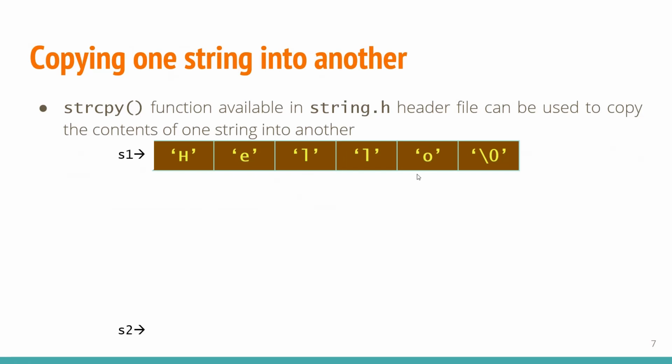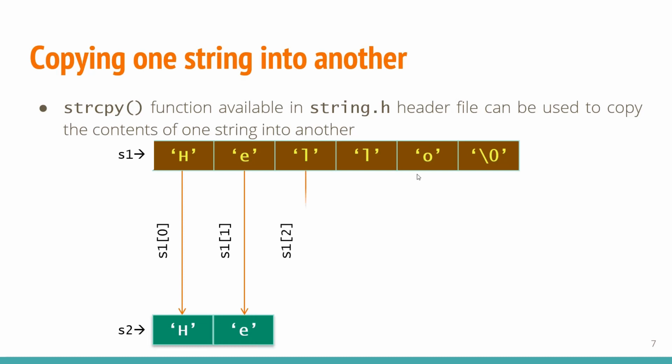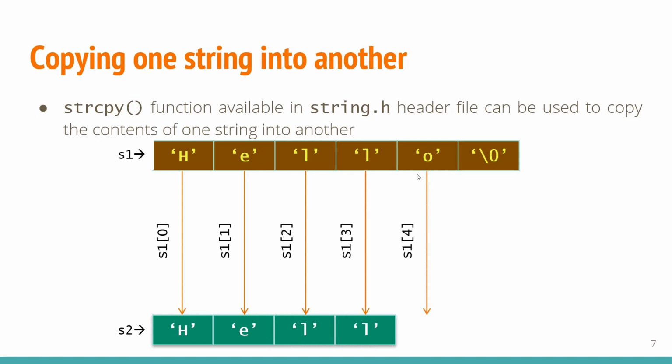How this logic works is, I have a new string called s2. I'm going to copy the contents of each element of s1 till it encounters \0. First I copy the element at the 0th index, which is h, into s2, followed by the element at the first index, e, followed by l, again l, and then o. Next, when I encounter \0, I should not copy the \0 into s2, so I should stop navigating the string s1.